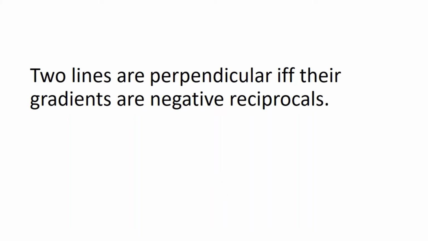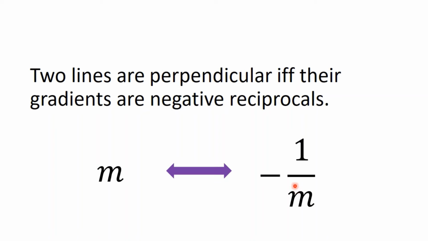So what that means algebraically is if I know the gradient of one of my lines is m, then the gradient of the other line must be negative 1 over m if these two are perpendicular lines.